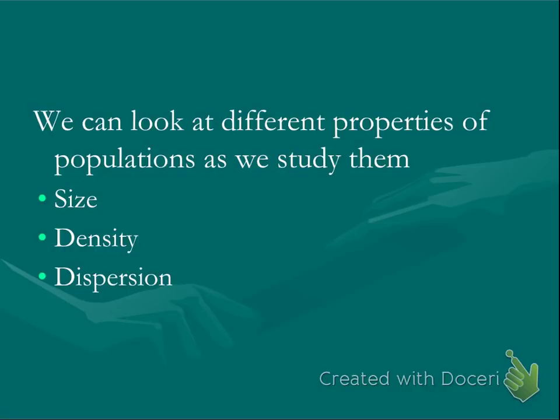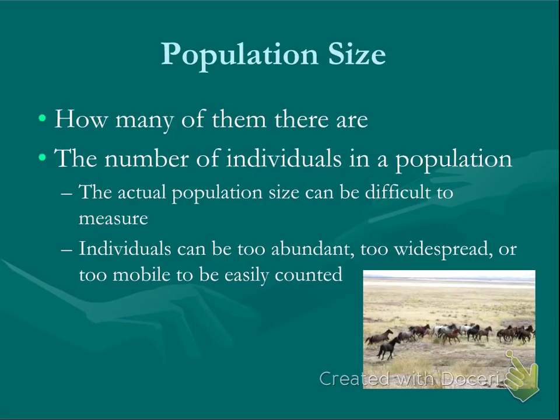In order to study populations, we tend to look at different properties of those populations. The first of them is size, and this is the one that everybody makes the mistake of saying population is how many there are. Well, no, that's population size. Population size is how many individuals there are in the population, but measuring that actual size can be really tough. You can either have so many individuals that they're impossible to count, or they can be spread out over great big areas of land, or they're always on the move.